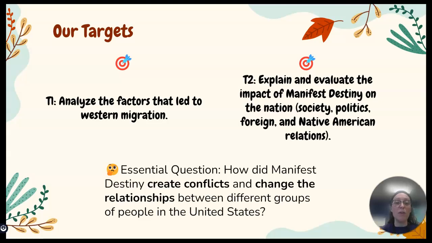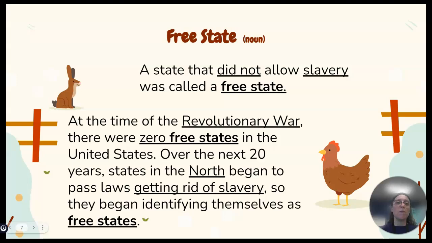There's a lot there that we could cover. Here's what we're going to focus on. To start with, how did Manifest Destiny create conflicts? And how did it change the relationship between different groups of people in the United States? Our first word is free state.